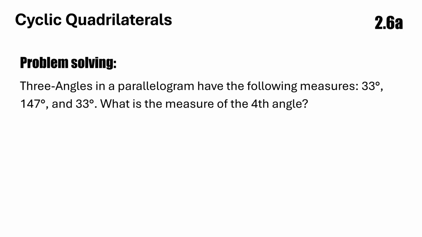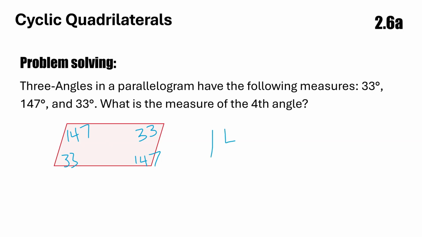This problem asks to find the measure of the fourth angle in a parallelogram given that 3 of the angle measures are 33 degrees, 147 degrees, and 33 degrees. Start with sketching and labeling the parallelogram. In a parallelogram, opposite angles are congruent, so the last angle is 147. Alternatively, this problem could be solved by subtracting the known angles from 360 degrees.